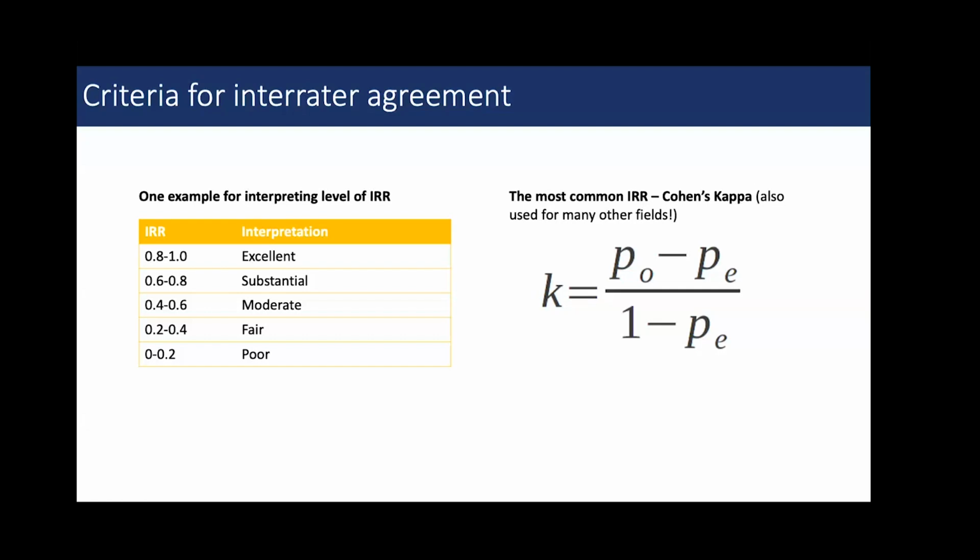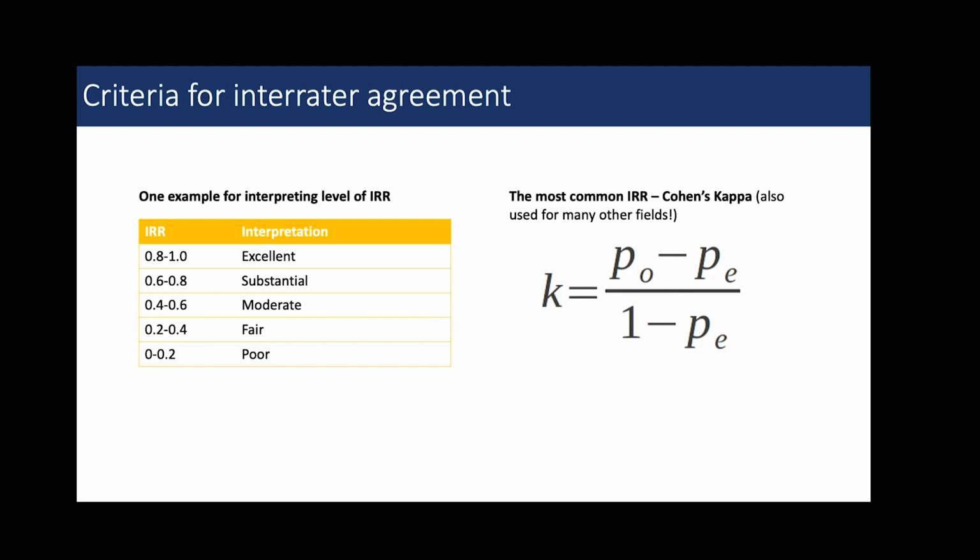So inter-rater agreement rate isn't a new thing. People have been using it in many other fields as well, in diagnostics and many other applications. And there are different examples and thresholds for interpreting the level of inter-rater reliability, and this is just one of the examples. When the inter-rater reliability is high, usually around 0.8 to 1, it is an excellent agreement. When it is below 0.2, it is a poor agreement rate.